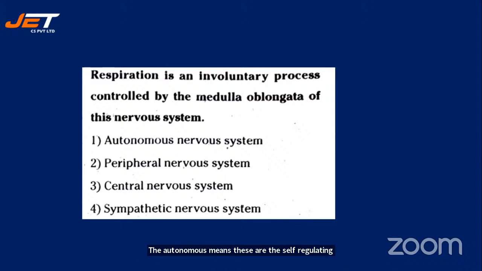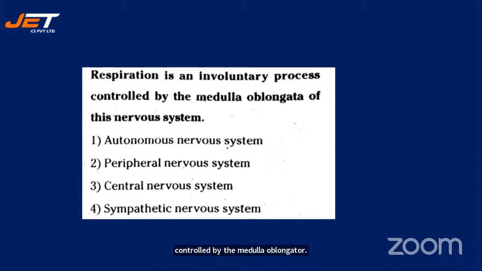Autonomous means these are the self-regulating actions or functions which happen in the human body. Like we can take the blinking of eyes. We are closing and opening the eyelid without our consciousness, isn't it? So it's a kind of involuntary action. Even reflex actions we can take, and the peristaltic movements in the human intestine. All these happen without our consciousness. That comes under involuntary process. So here in the question, respiration is an involuntary process controlled by the medulla oblongata. So it comes under which part of the nervous system?